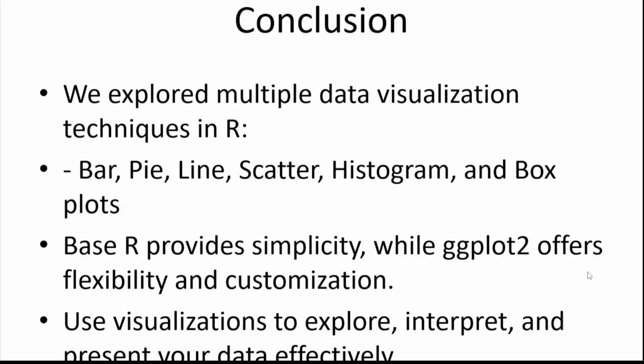Conclusion. To summarize, we've covered 6 powerful chart types in R. Bar charts for category comparison. Pie charts for proportions. Line charts for time trends. Scatter plots for relationships. Histograms for distributions. Box plots for data spread and outliers.